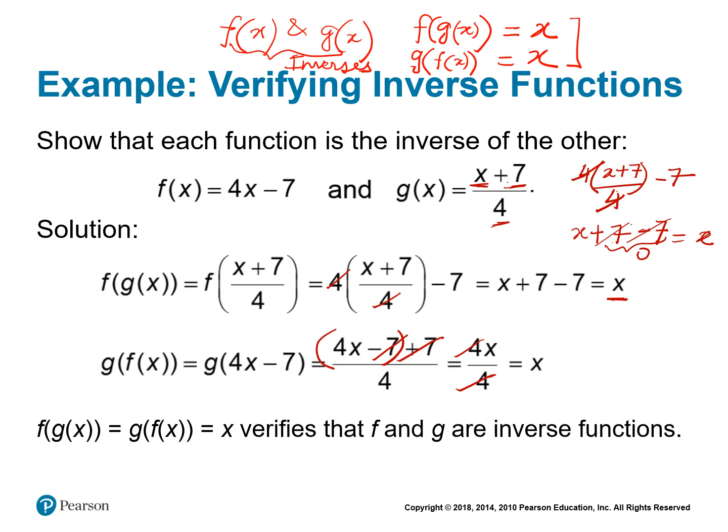Now that we've seen that f of g of x and g of f of x both give a final result of x, we can conclude that f and g are inverses of each other. f and g are inverse functions. This is how you verify whether two functions are inverses of each other or not.